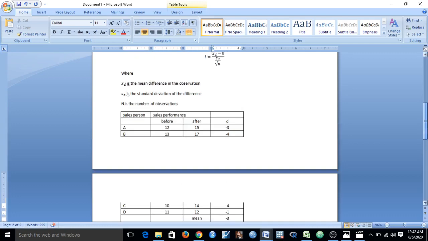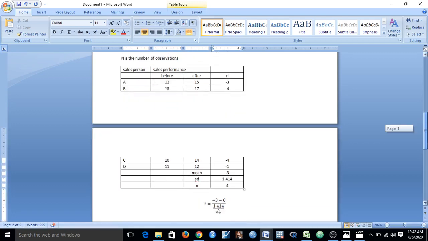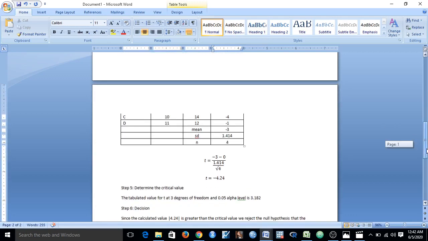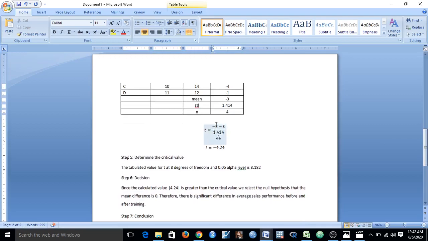We can now proceed to calculate our t statistic. So we have minus 3 minus 0. This is our d bar, and then this is the standard deviation 1.414, and then this is the square root of n, which is 4. So calculating this gives us minus 4.24. So minus 4.24 is our test statistic.